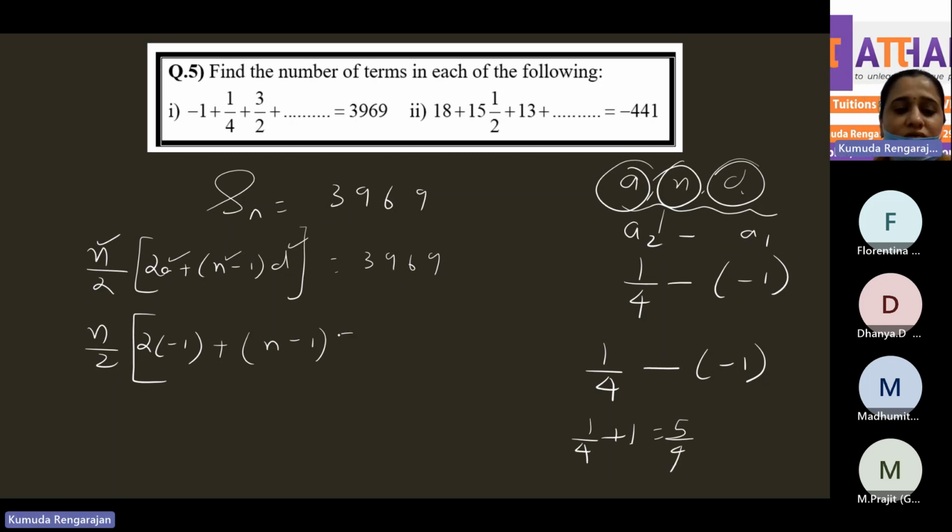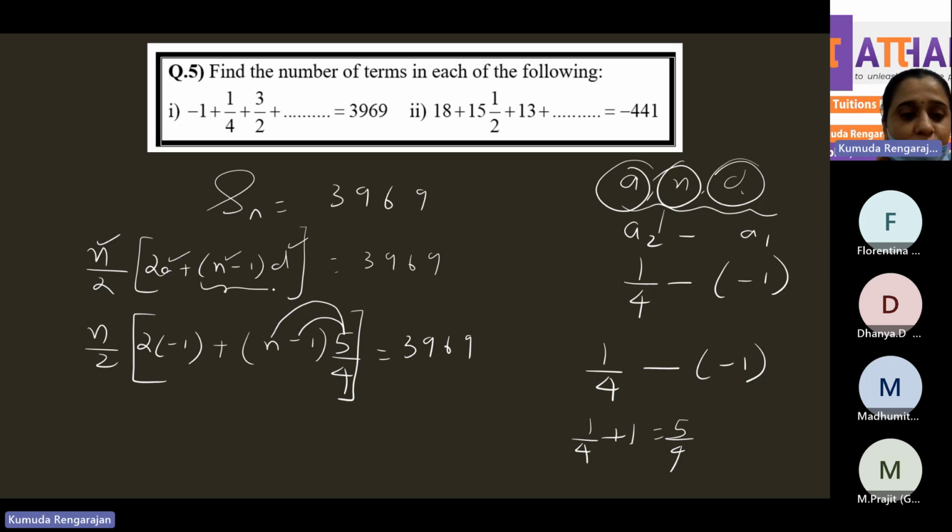To substitute that, 5 by 4 is equal to 3969. So remember, this is n minus 1 into d. So you'll have to multiply. N into 5 by 4 is 5 by 4 n. And minus 1 into 5 by 4 is minus 5 by 4. We'll have to multiply. Don't take 5 by 4 to the other side as into 4 by 5 or something.